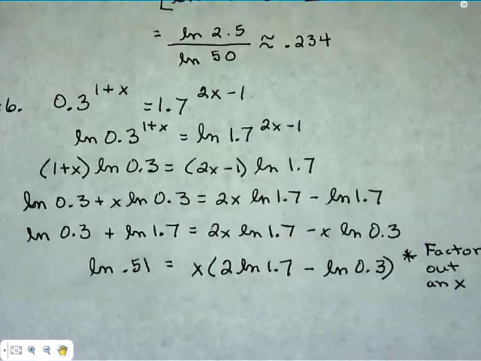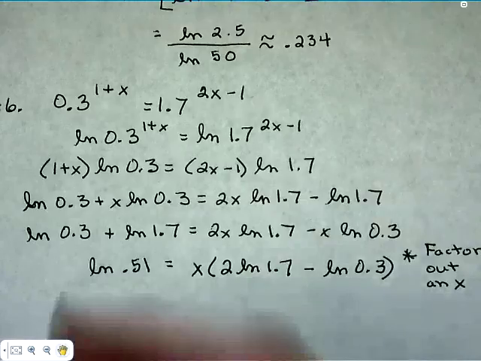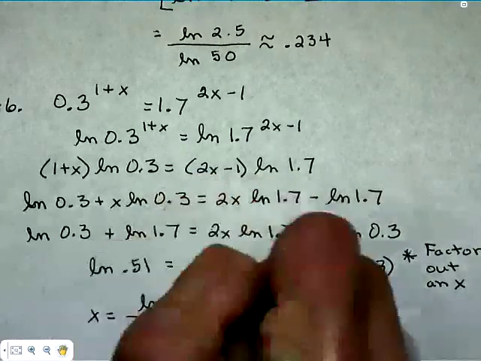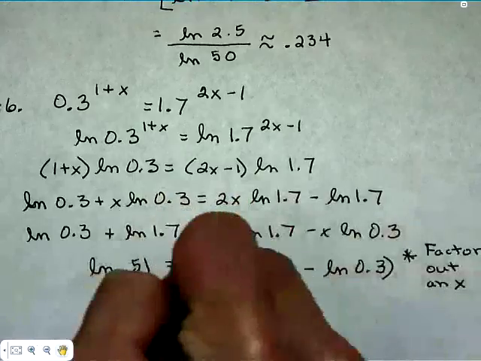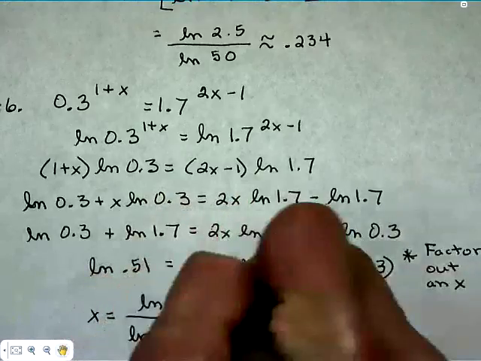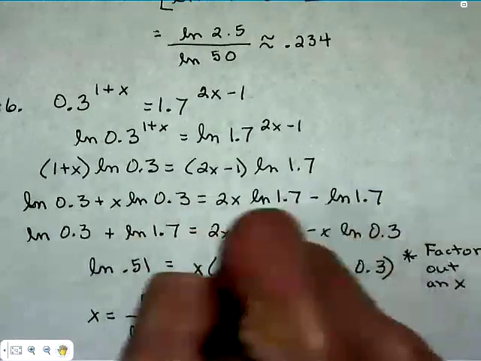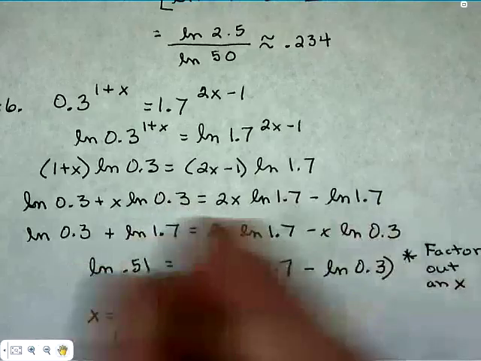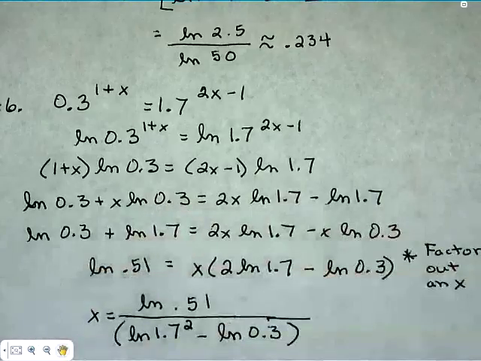And then what do I divide by? The natural log of 0.51 or the big ugly on the other side? The big ugly on the other side, you divide by whatever's with the x. That's the rule. Divide by what's with the x. I'm going to go ahead and put that 2 back as the exponent of 1.7. And I can punch it like that on the calculator.